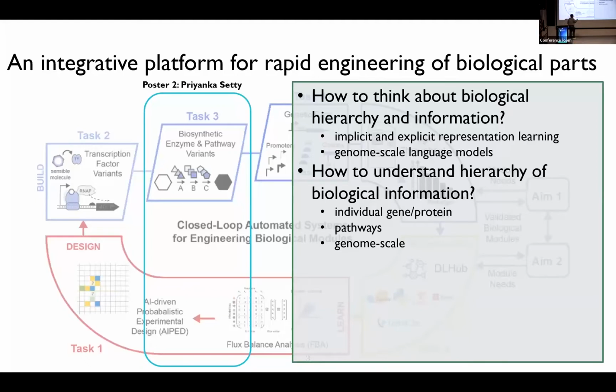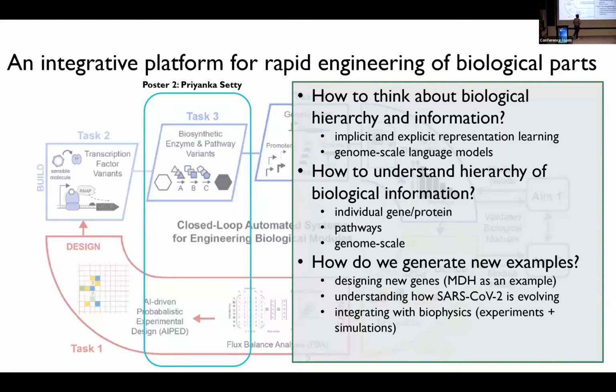So I won't speak about the pathways today, but I'll talk about individual proteins and then the genome scale. So how do you extend these genome scale language models to understand how genomes are varying? I'll present that evidence from SARS-CoV-2, which is a famous example. And the last one is, can we generate new examples that also respect the rules of what we understand with respect to these proteins and systems that we are trying to model?